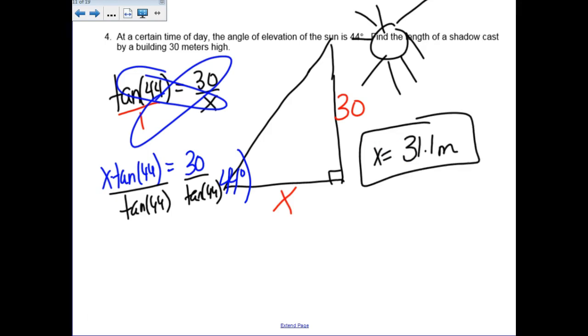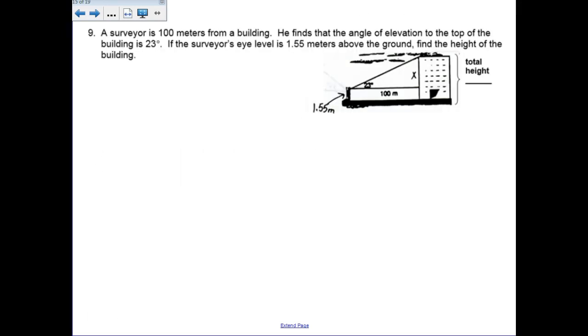Okie dokie. Let's do something that's super fun. Turn to the back. Number 9 looks super fun. Well, you can do it by yourself if you don't want to do it now.